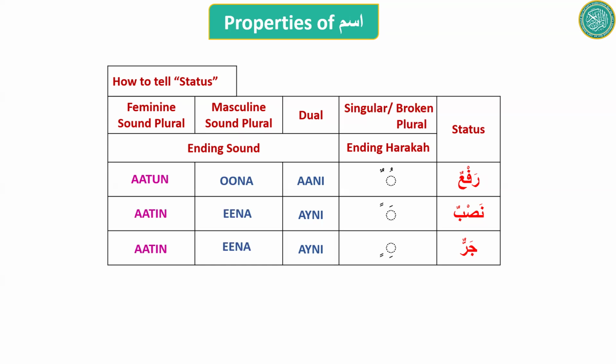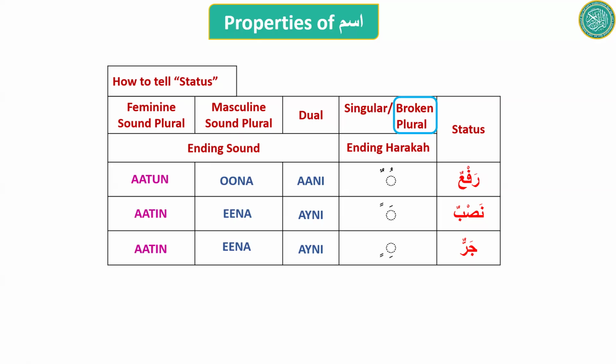In case of broken plurals, we just treat them as if they were singular for determining their status. So single dhamma or double dhamma is rafa, single fatha or double fatha means nasab, and single kasra or double kasra means jar. So the determining factor is the same for broken plural and singular. This is basically the revision of status. Very simple.